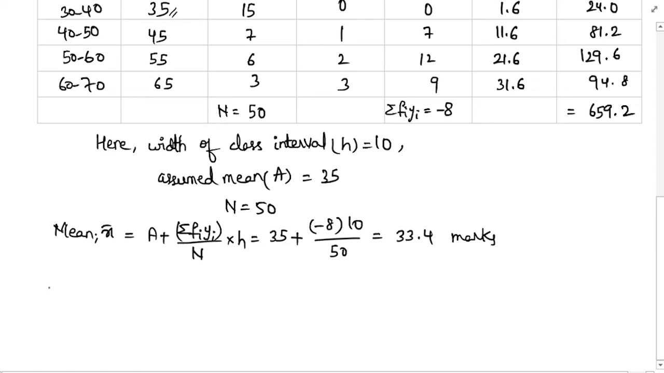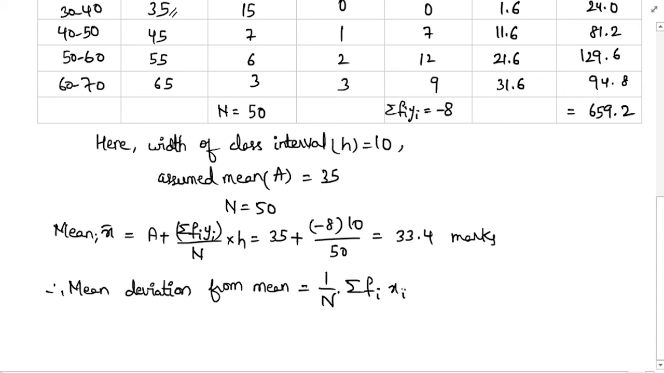So therefore mean deviation. Okay, we have to find mean deviation, right, in this problem. So mean deviation from mean is equal to 1 by n into summation of fi into xi minus x bar.